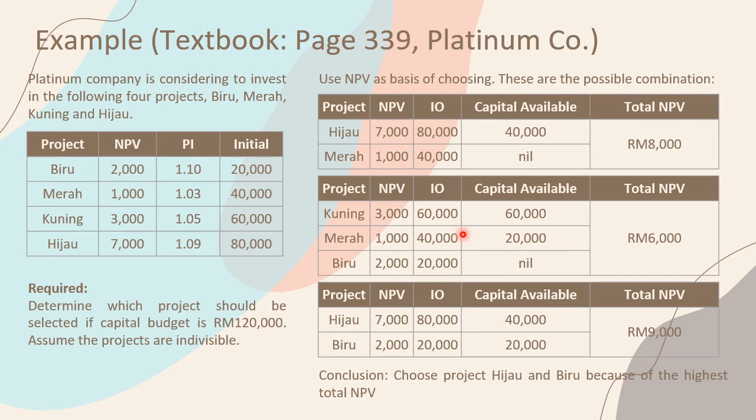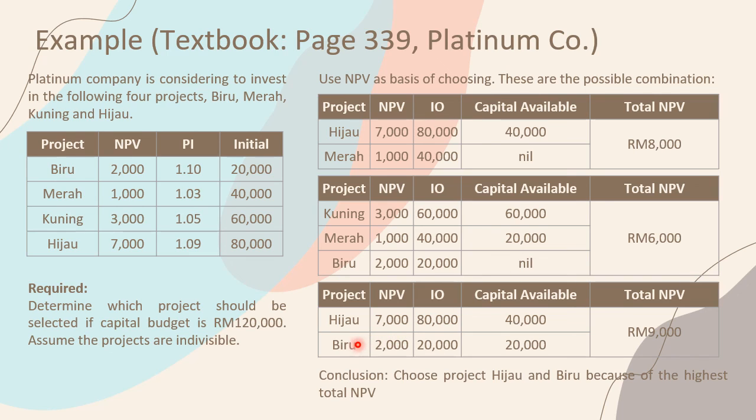So you need to take into account all possible combinations, and then you can make a conclusion. So my first possible combination is hijau and merah, and the total cost of the project is 120,000 and the total NPV is 8,000. The second possible combination is kuning, merah, biru, which means I have used up the whole 120,000 here, which will give me a total NPV of 6,000.